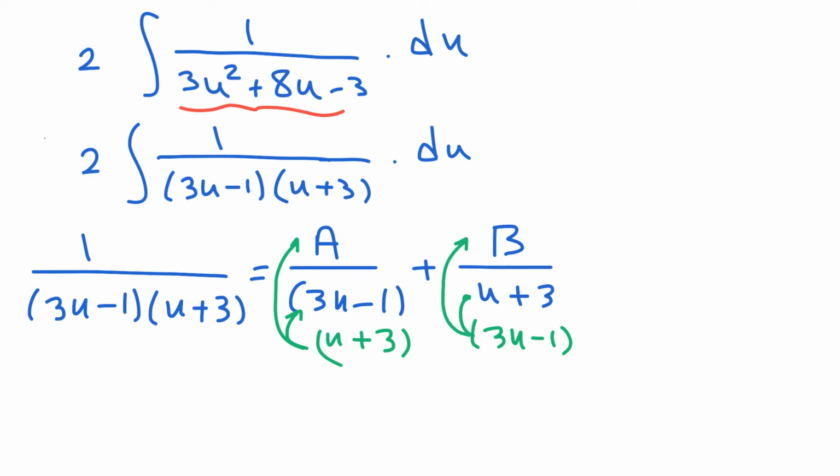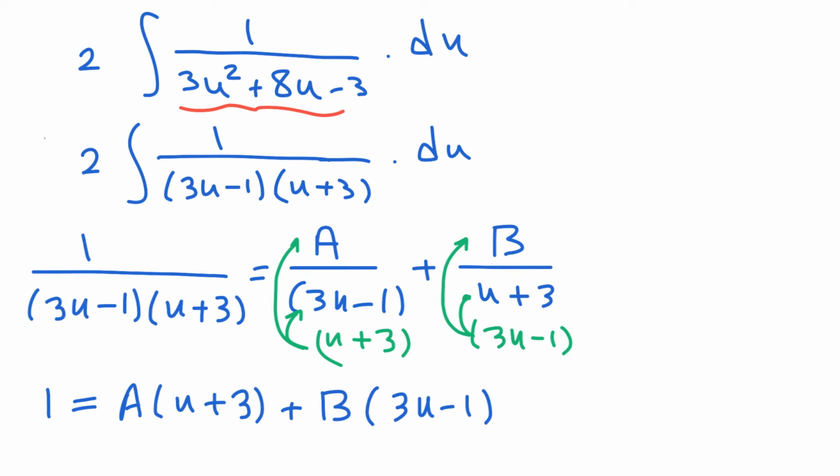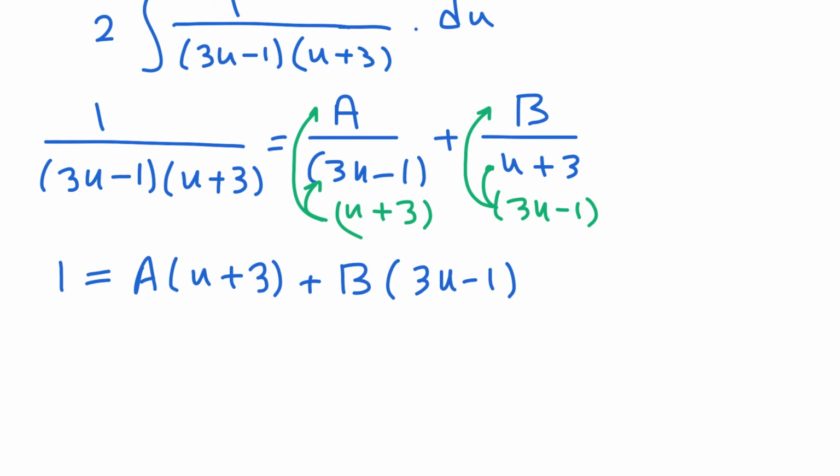So it will be 1 equals A times (u plus 3) plus B times (3u minus 1), and I'm going to cancel the denominator, all of it. So now you can substitute u equals negative 3, which makes the first brackets equal to 0, and for the second one, u must be 1 over 3, which makes the second brackets equal to 0. Now I can find the value of A and the value of B by substituting.